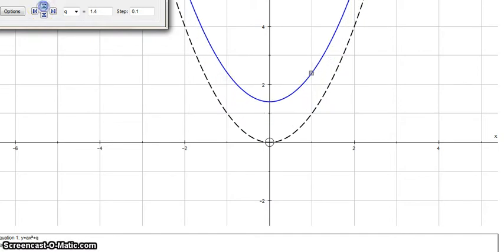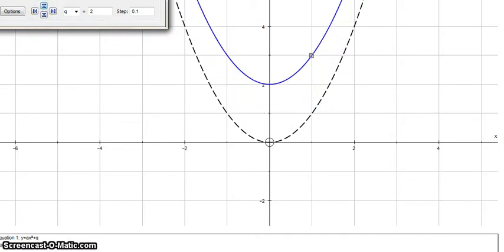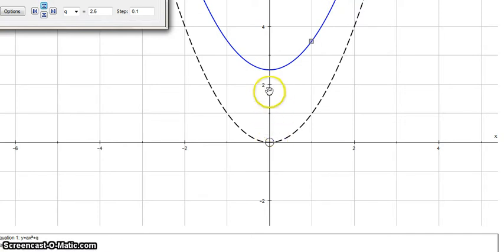It's translating the graph up. So if I have a q value of 2, it's translated the graph up by 2 units. Every point is 2 units higher than where it was. So that point there is now 2 units higher. That point there is 2 units higher. And similarly, if I use a different q value, let's say if q is 2.5, then it's going to be 2.5 units higher than what it was on the parent.